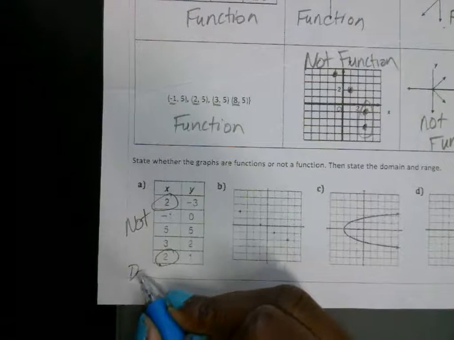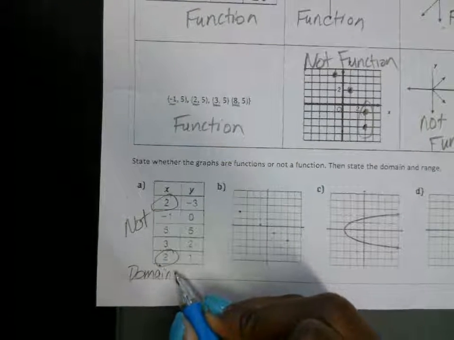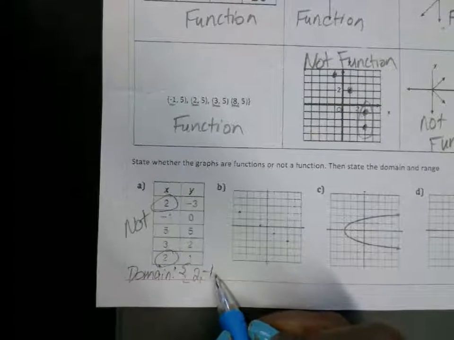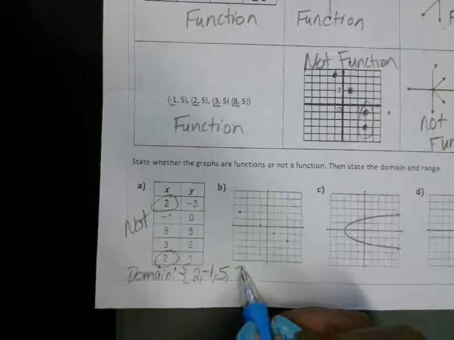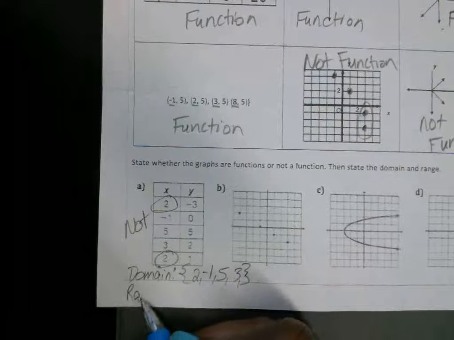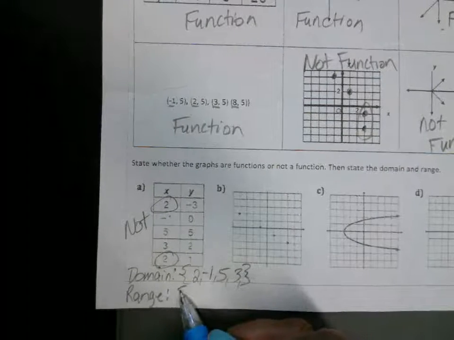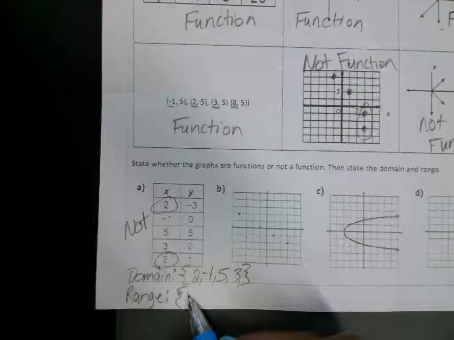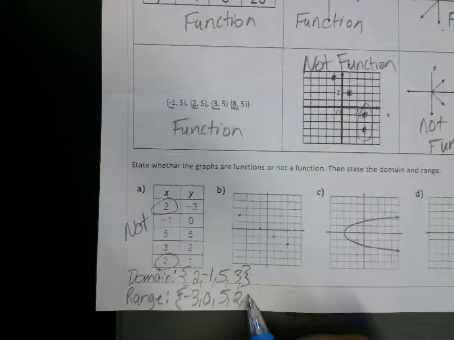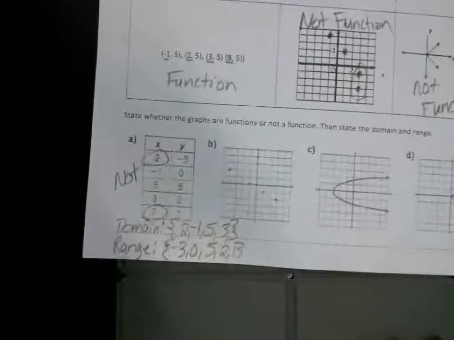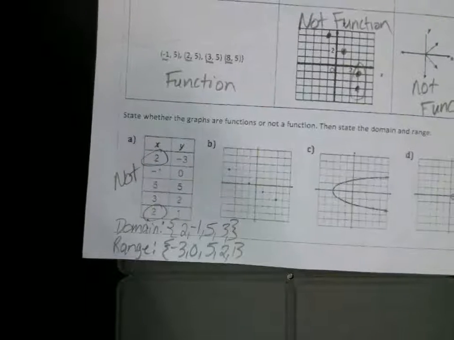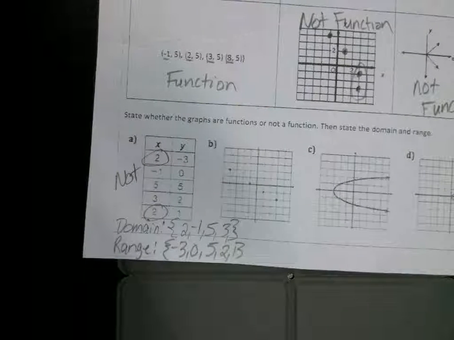Okay, let's list the domain. The domain values are your x values. What are your x values here? 2, negative 1, 5, 3, and 2. Okay, I don't have to put 2 twice. Range. Range are your y values. Let's list them. What are your y values here? Negative 3, 0, 5, 2, and 1. All you're doing is listing your domain and range. You wrote it in your notebook?